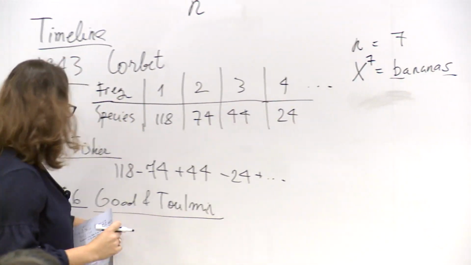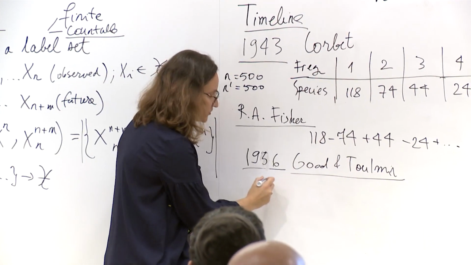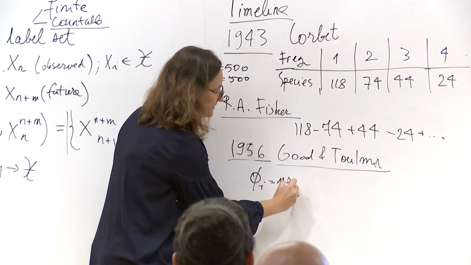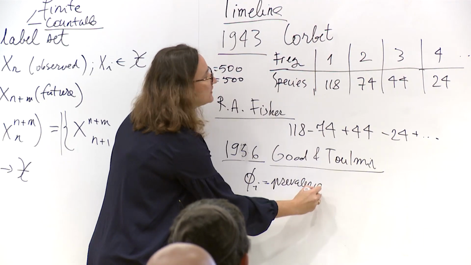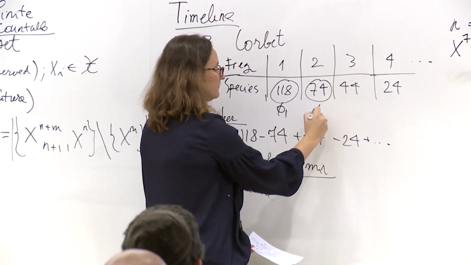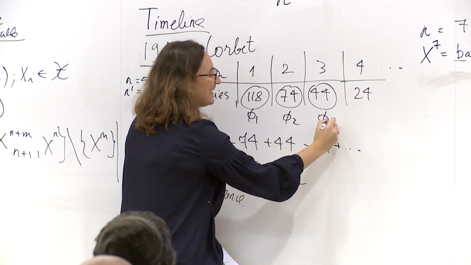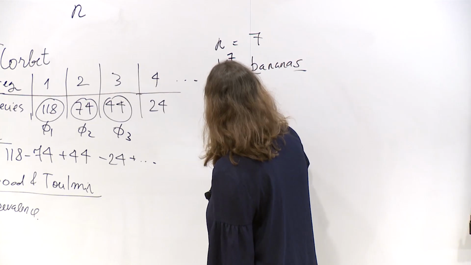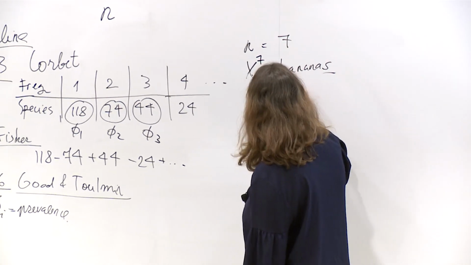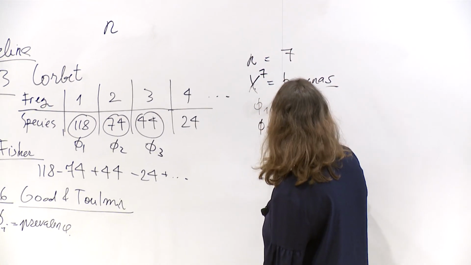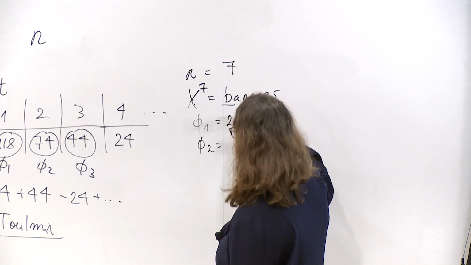So I was about to introduce a new term here, which is called prevalence. Phi is called prevalence, and it basically refers to the entries in this table. So this is phi1, this is phi2, phi3. It's the number of labels that are observed exactly i times in your data. So here phi1 would be 2, and then phi2 would be how many things appear 2 times. There's the letter n.